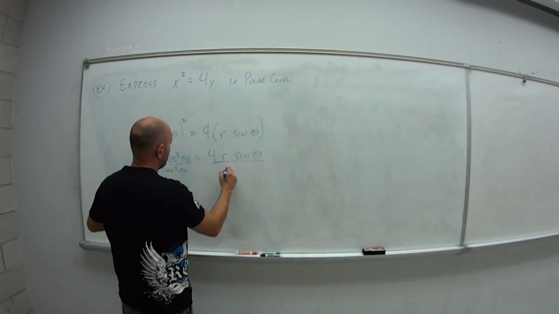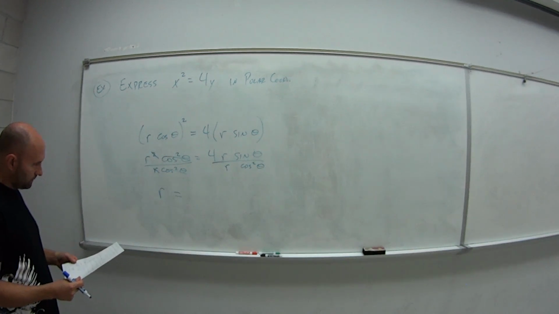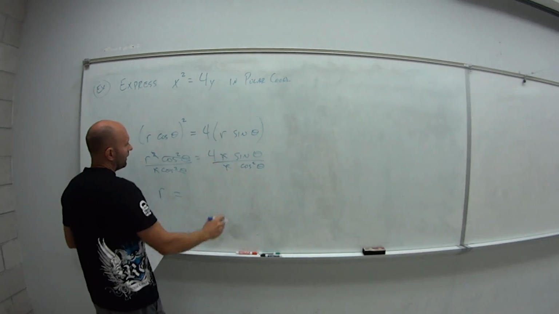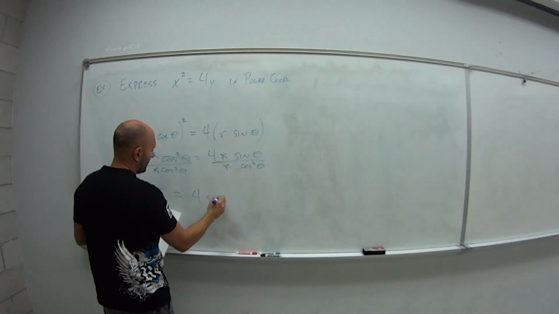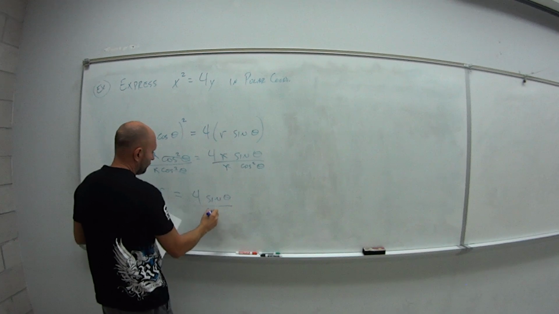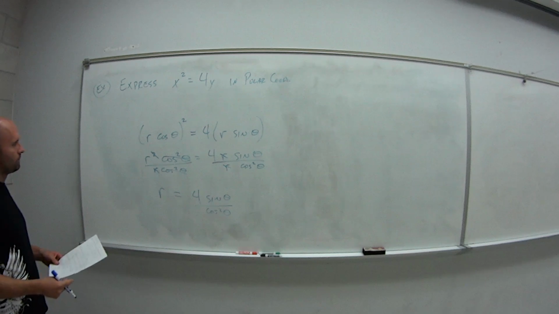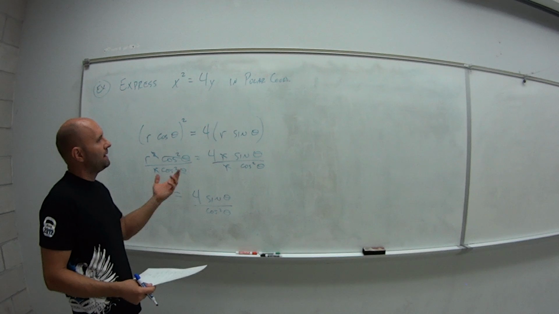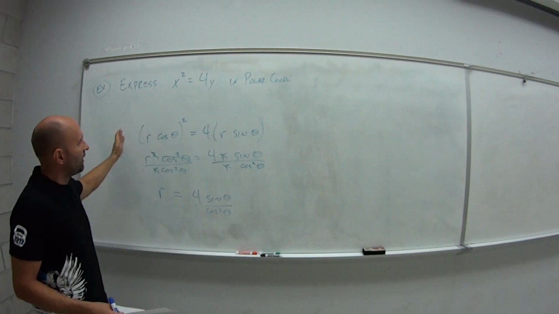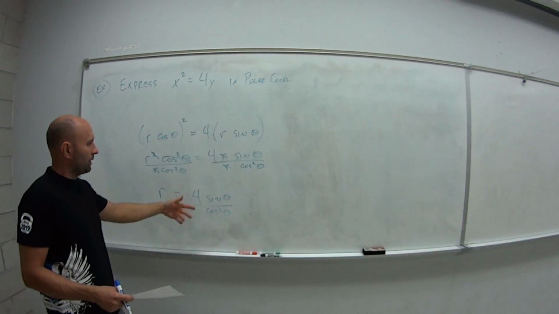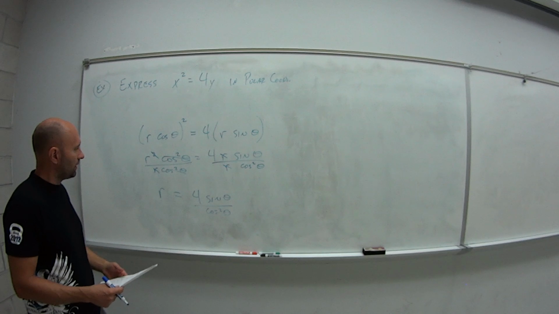So I have to do the same thing over here, r cosine squared of theta. So here, the r's cancel out, and I'm left with 4 sine of theta over cosine squared of theta. So remember, we're not going to end up with our point r theta. We have an equation. So ultimately we want an equation that says r is equal to something of theta. So whatever value we have, whether we have r, whether we have theta, we can plug that value in and figure out what the values are.